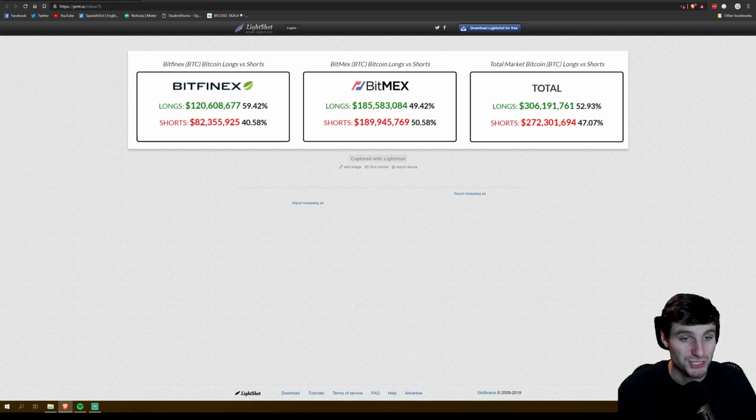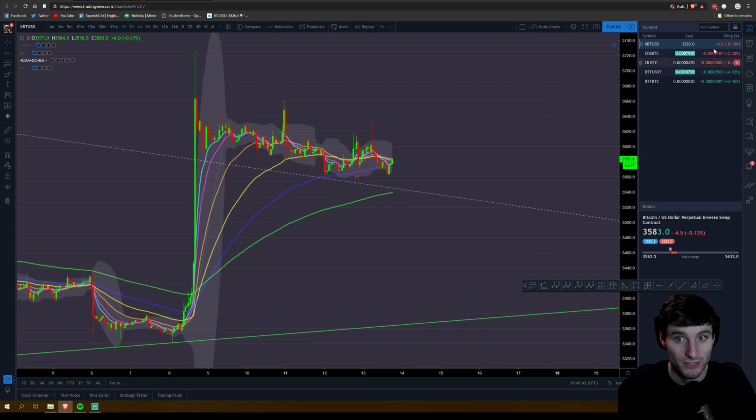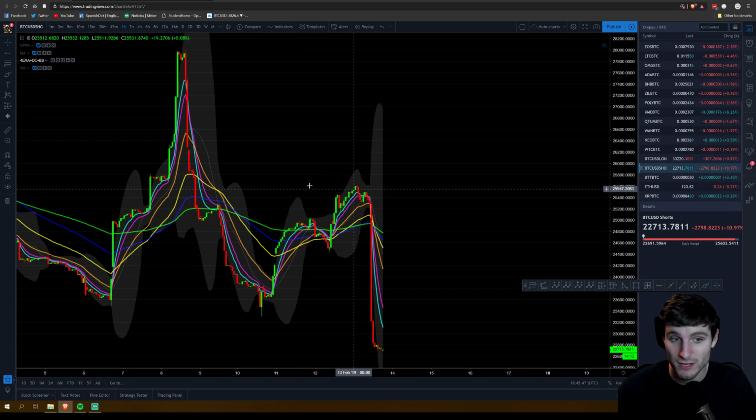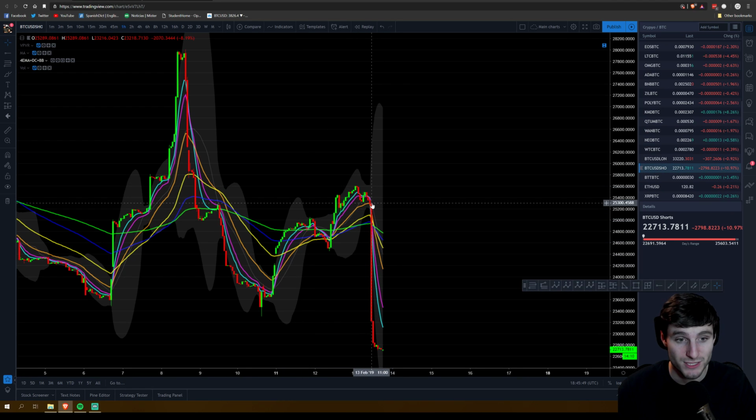But an interesting metric to look at was the shorts. Okay, the shorts that fell down. I want to cover this quickly. Shorts falling off a cliff today at around 11 a.m. The shorts literally fell down a cliff and went down 10%.